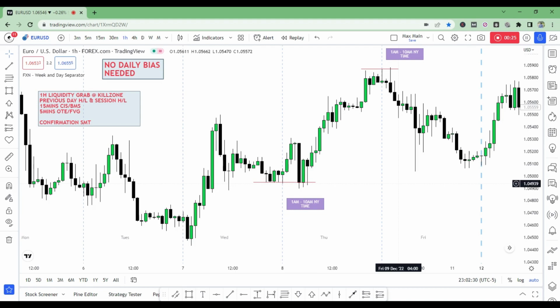So I'm looking at the Euro USD 1 hour chart. I've outlined a few examples, but as you can see, the first thing we're going to be looking at is the 1 hour liquidity grab during kill zone.